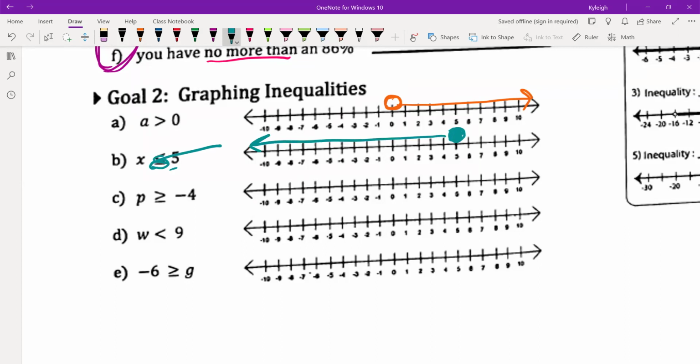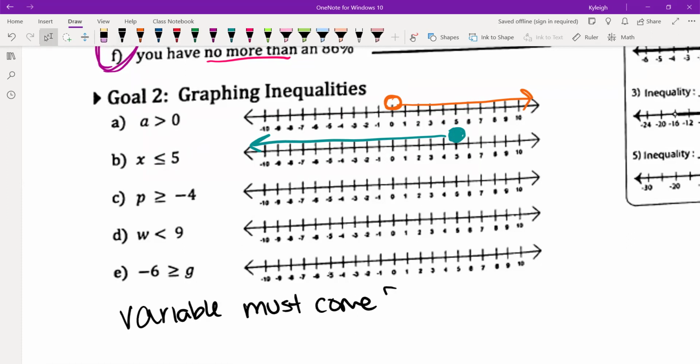All right, I'm going to jump down to letter E really quick, because if you notice, all of these other ones have your variable first, but this one doesn't. So in order to do what I just showed you the last 2 times and which direction it goes, the variable has to come first. So let's just write that: the variable must come first. Okay, so the variable has to come first.